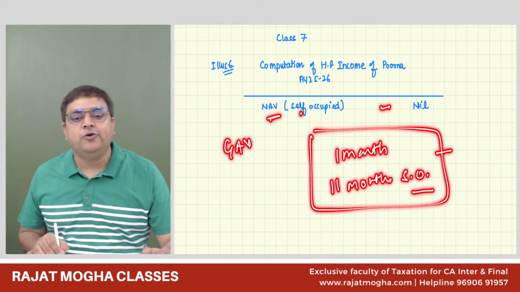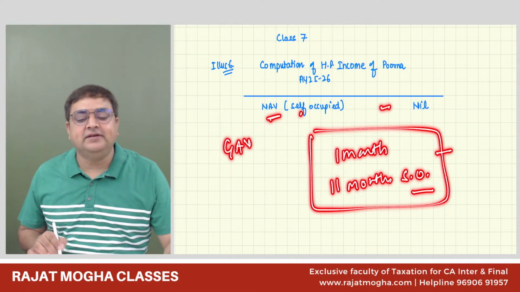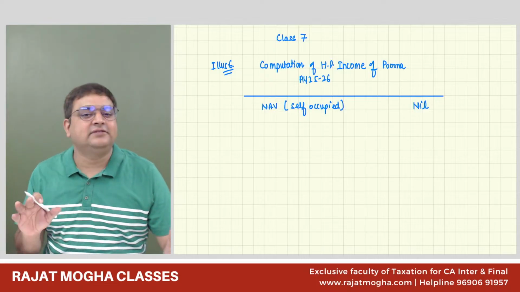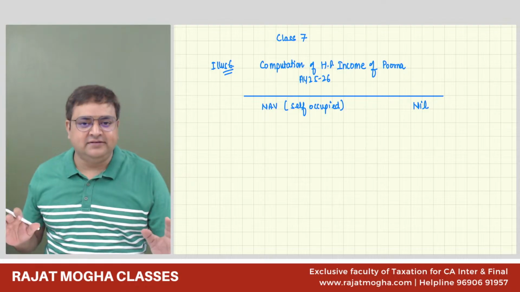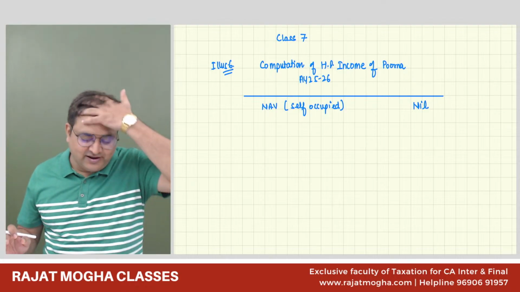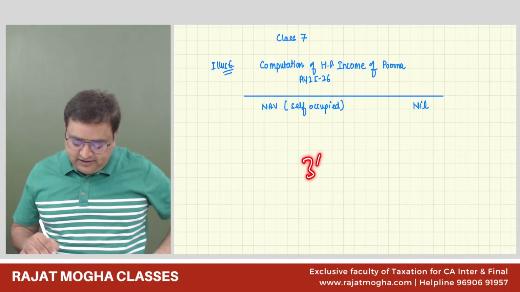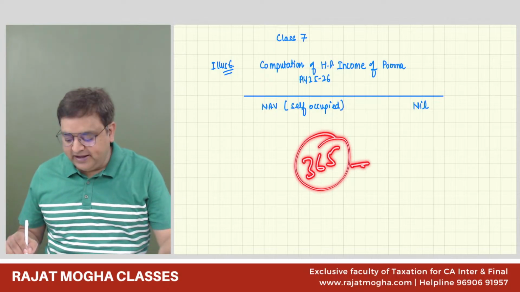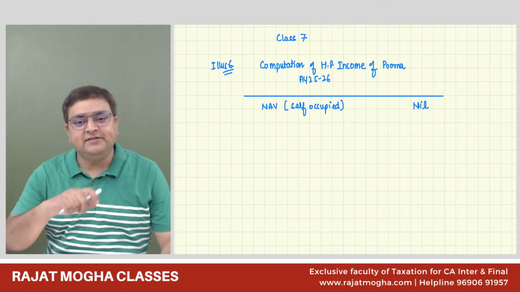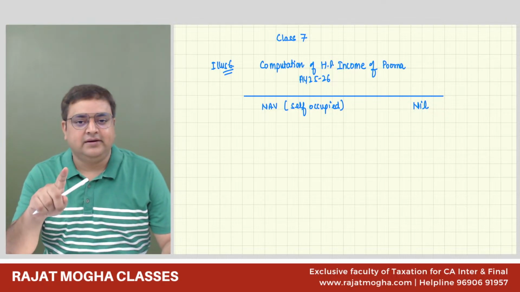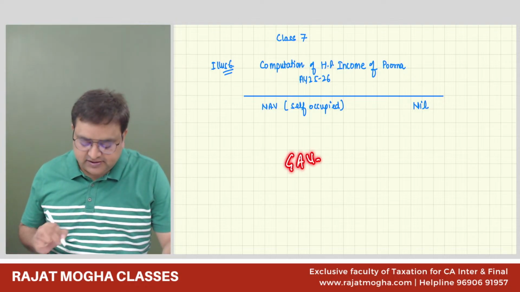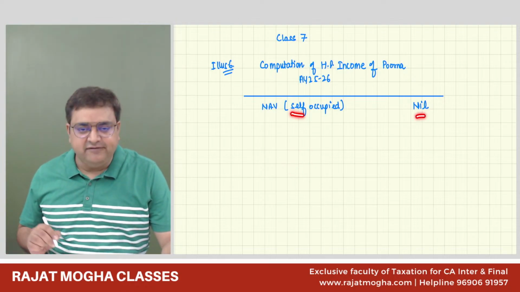NAV nil you can only take if the property is 100% self-occupied, meaning all 365 days. If it's a leap year, 366. For our examination, it's not a leap year. So for the entire 365 days, if the property is self-occupied, then only you can take the value as nil. If it is let out even for 1 day, don't take the NAV as nil. In that case, you have to take the GAV. But in this case, NAV nil.